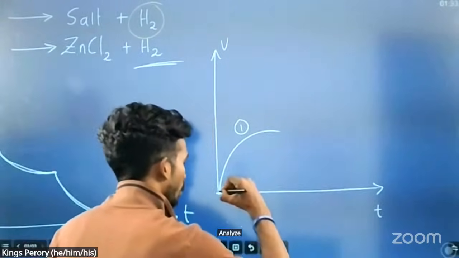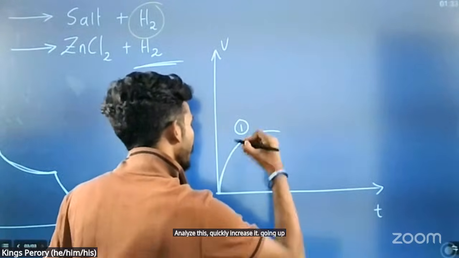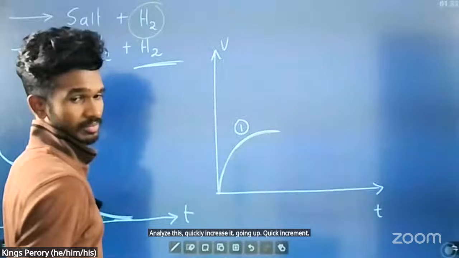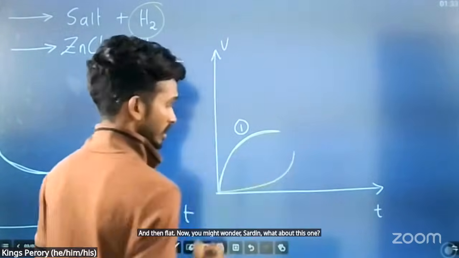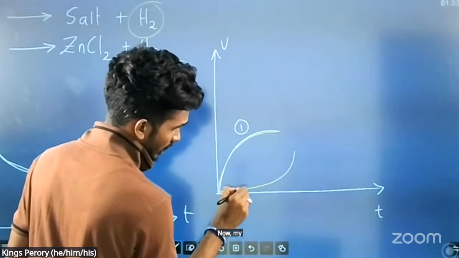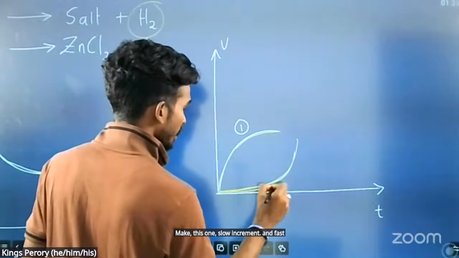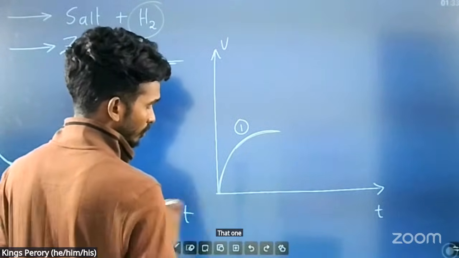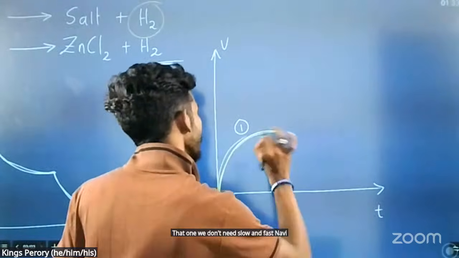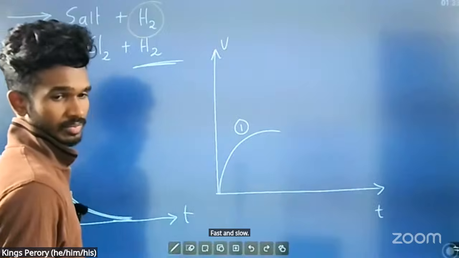Analyze this. Quickly increasing, going up, then flat. You might wonder, sir, then what about this one? This one is a slow increment and then fast. Slow and fast is only this graph, and that one we don't need. We want fast and then slow. That is your graph.